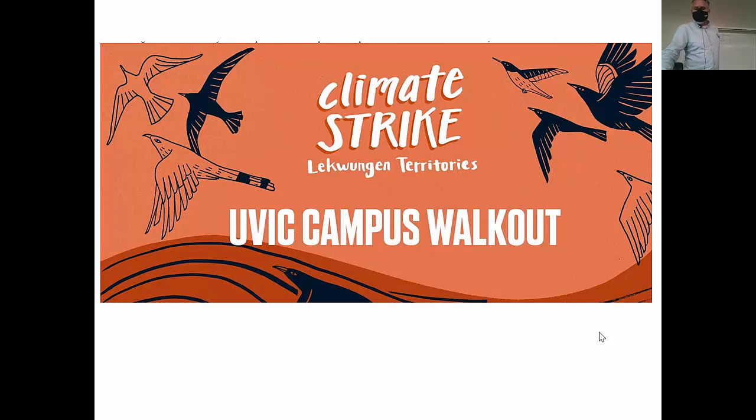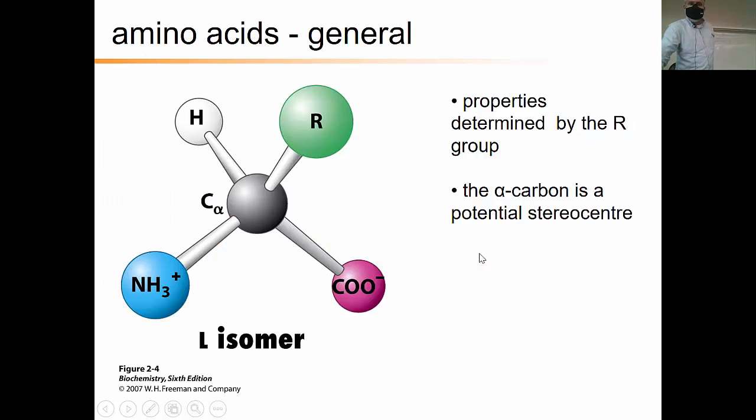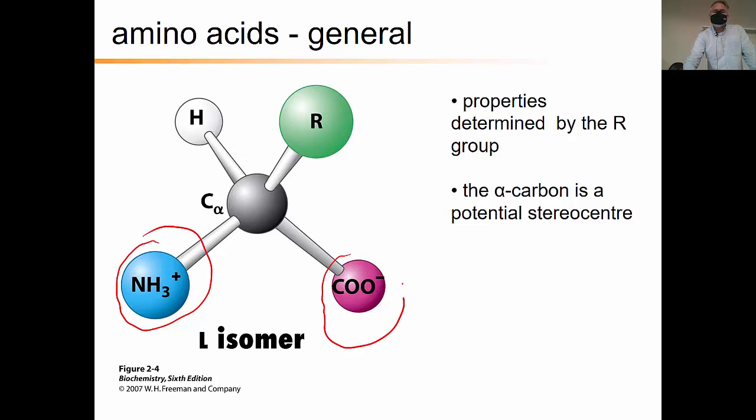Okay, so this then is lecture 8. And in the last class, we introduced amino acids. And of course, they're named for the fact that they have this amino group here. And then they have an acidic group, which in this case is deprotonated from a carboxylic acid.